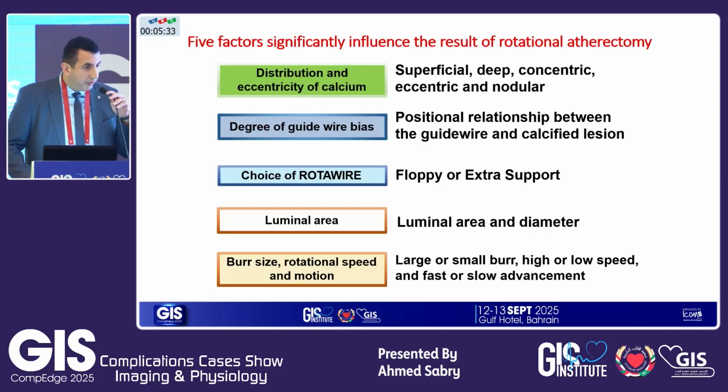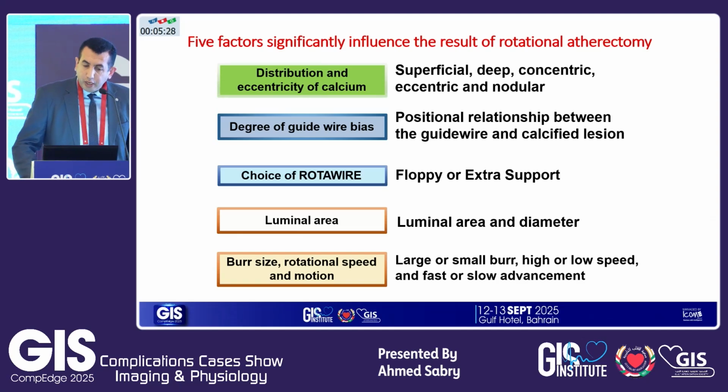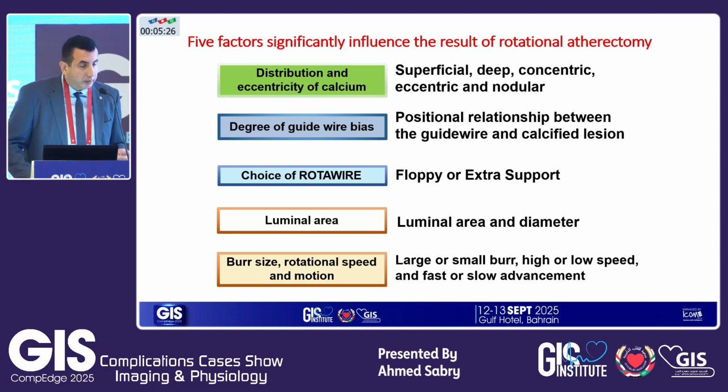So we have 5 significant factors that influence the result of rotational atherectomy: distribution and eccentricity of the calcium, either deep, superficial, or concentric; the degree of guide wire bias; choice of Rota wire, either floppy or extra support; luminal area and diameter; burr size, rotational speed, and motion.